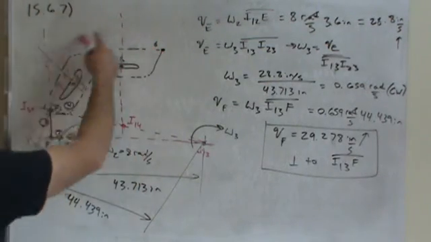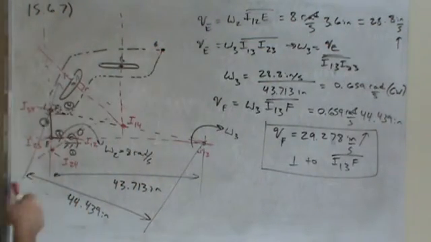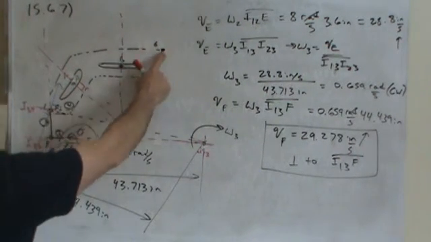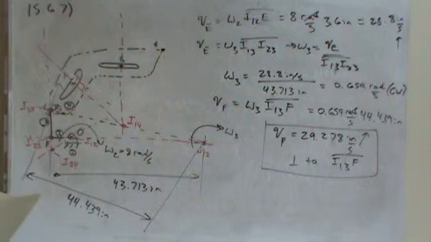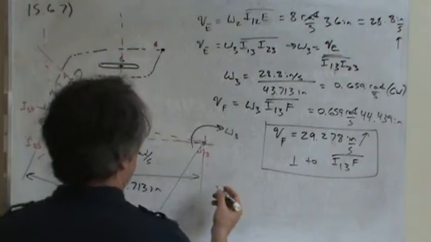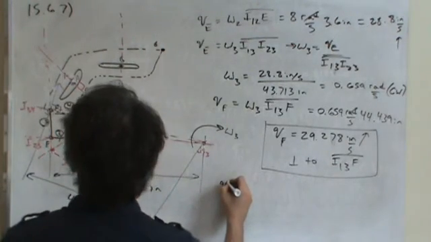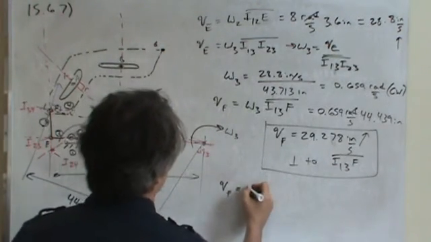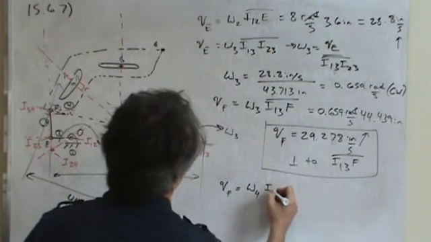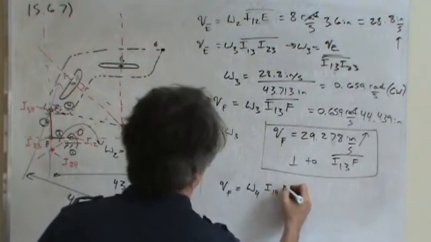Okay. But anyway, what we need now, if we're going to find the velocity of point G, you realize that point F is on body 4 just as is point G. And so all we need to do is use the velocity of this point to find the velocity of G. So the way to do this is to say, well, let's see, the velocity of F is equal to the angular velocity of body 4 multiplied by the distance between I14 and F.